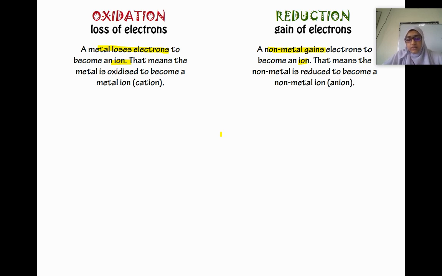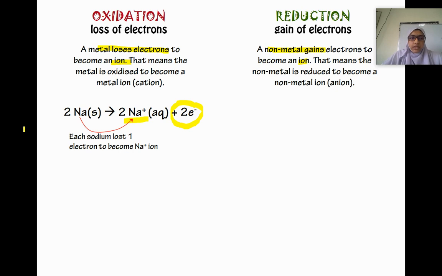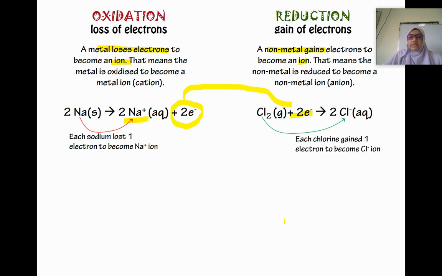So how is it going to work for oxidation and reduction? A metal loses its electron, so the electron comes out, and then it becomes Na+. Each sodium loses 1 electron to become an Na+ ion. Now for chlorine, it has to gain the electron. So whatever is lost over here is going to be gained over here, right? So it gains these electrons and then it becomes Cl- ion. This is how you explain oxidation of sodium to become Na+ in terms of the loss of electrons, and reduction of chlorine to become Cl- in terms of the gain of electrons.